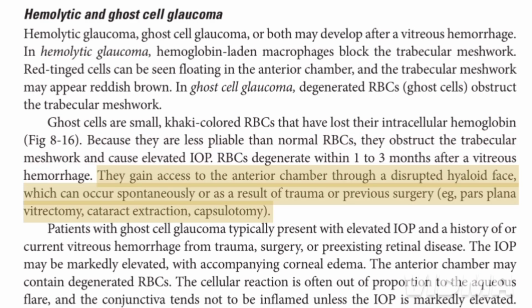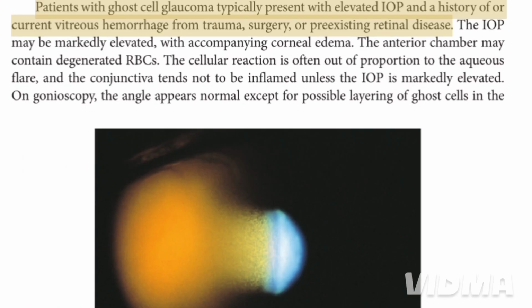They gain access to the anterior chamber through a disrupted hyaloid phase, which can occur spontaneously or as a result of trauma or previous surgery, e.g., pars plana vitrectomy, cataract extraction, capsulotomy. Patients with ghost cell glaucoma typically present with elevated IOP and a history of or current vitreous hemorrhage from trauma, surgery, or pre-existing retinal disease.